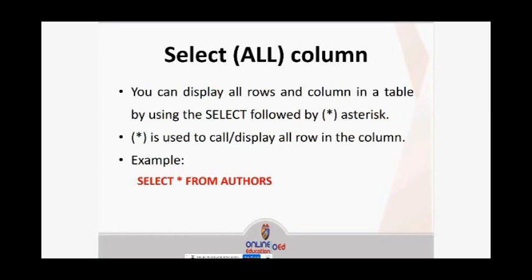Okay, next, select all columns. You can display all rows and columns in a table by using select followed by the asterisk. As I have mentioned during our first discussion using our Oracle, whenever you see the asterisk symbol, it means you want to display all, right? So the asterisk is used to display all the rows and columns. For example, select asterisk from authors.